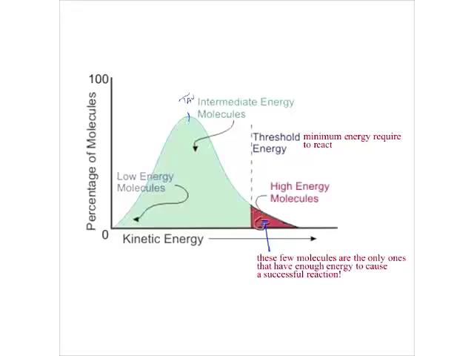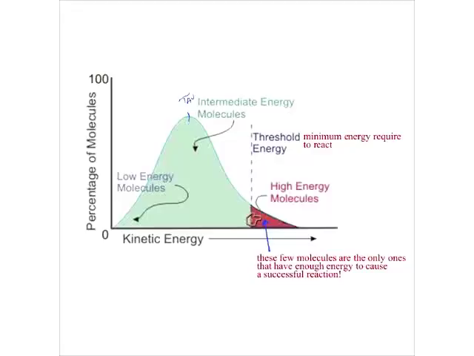So any molecules that are very, very high energy, if these molecules collide, then chances are they could be successful in causing a chemical reaction. All right, so these few molecules are the only ones that are going to have enough energy. Any molecules back here in this zone, if they collide, nothing happens because they don't have enough energy. They have to have the minimum amount of energy, anything past the minimum, and now they're capable.